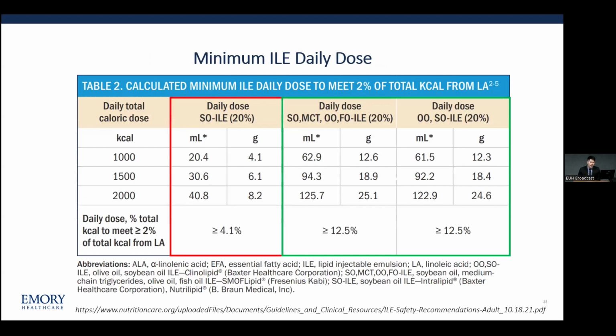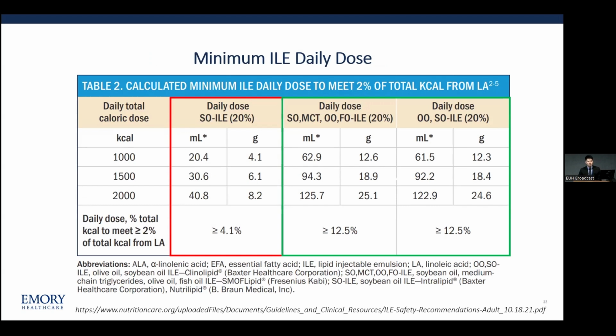This chart outlines the ASPEN recommendation for minimum IOE dose required to meet the essential fatty acid requirement for daily use. This is based on linoleic acid. As indicated in the red box, soy IOE has a lower daily linoleic acid requirement compared to the newer generation IOE, which require 3 times the amount.